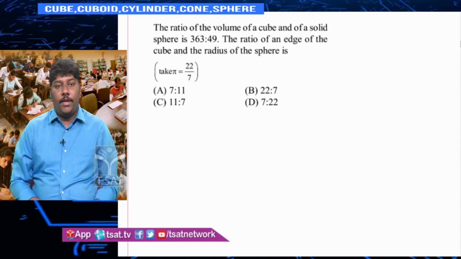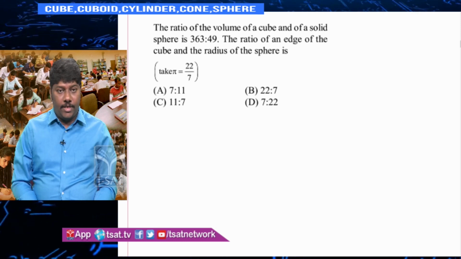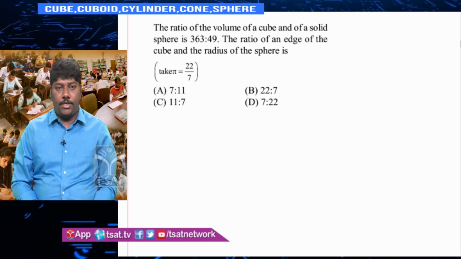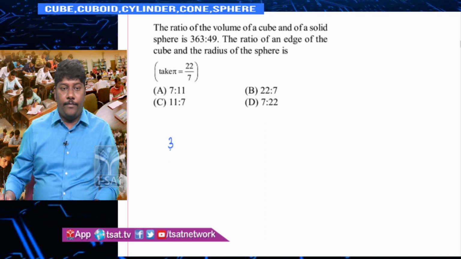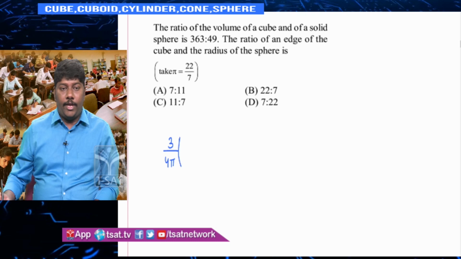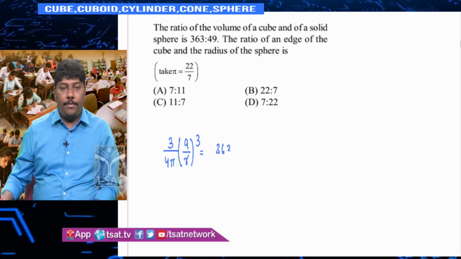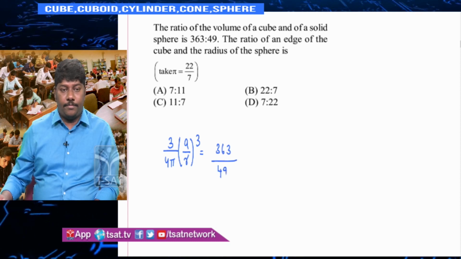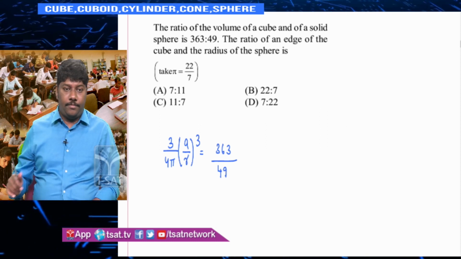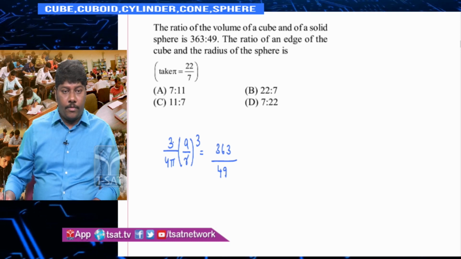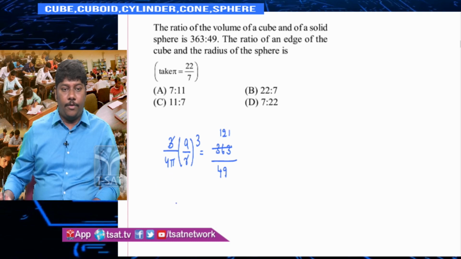Now look at the next one. The ratio of the volume of the cube and of a solid sphere is 363 is to 49. Just now we found out the ratio. So if 4 by 3 comes up, it becomes 3 by 4 pi into A by R whole cube. The ratio is 363 divided by 49. The ratio of the edge of the cube to the radius of the sphere. Now see here. 3 ones are, 3 121s are. This becomes 22 by 7 if it goes up.